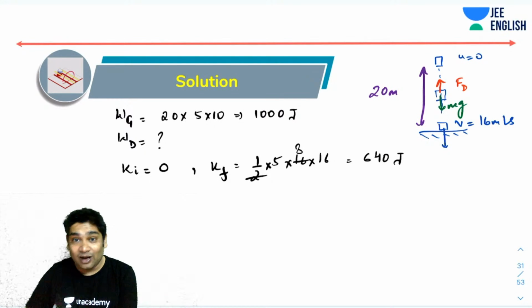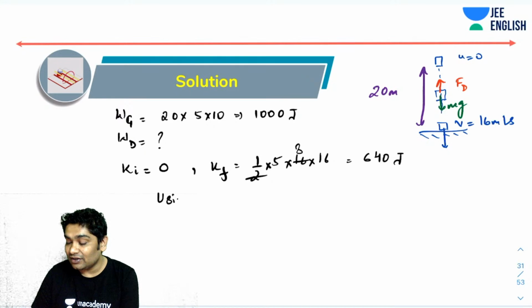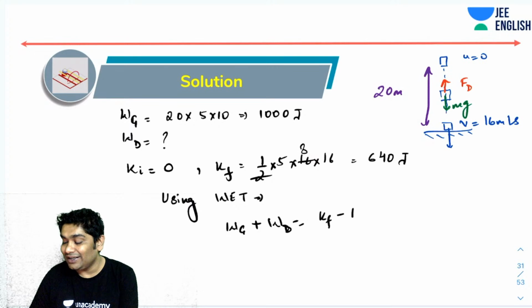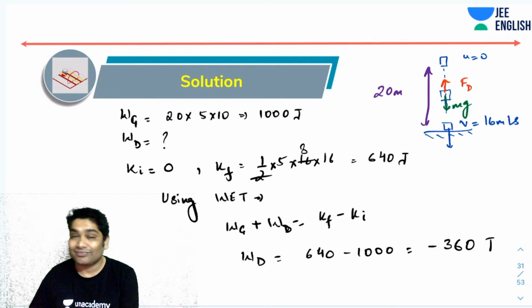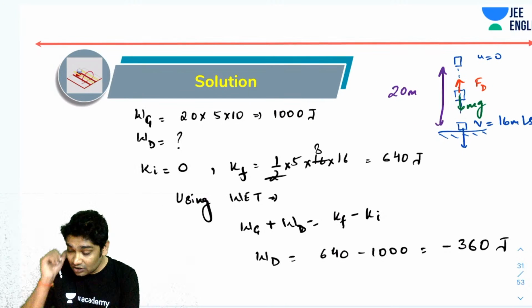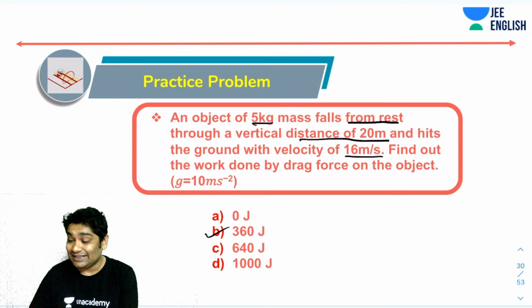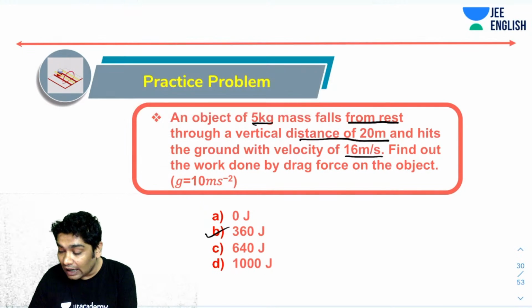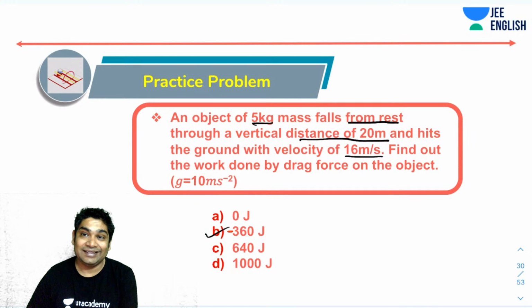So 640 joules. Now, using the work energy theorem, work done by gravity plus the work done by drag force should be equal to K final minus K initial. So the work done by drag forces is in fact 640 minus 1000, so negative 360 joules. That is the work done by drag forces. Here only the magnitudes were mentioned, that is why 360 is correct. But technically it should have had a negative sign also with it.